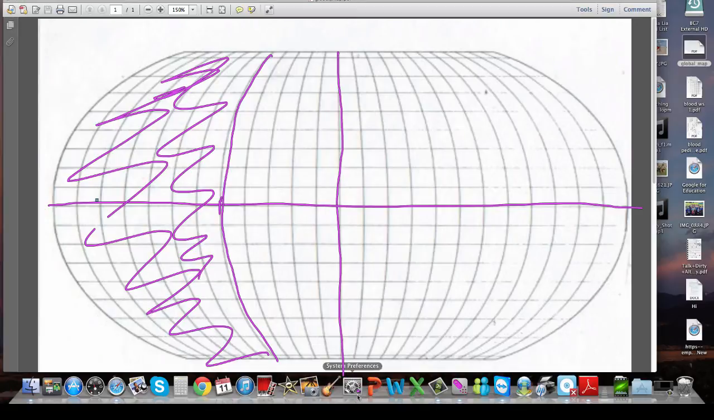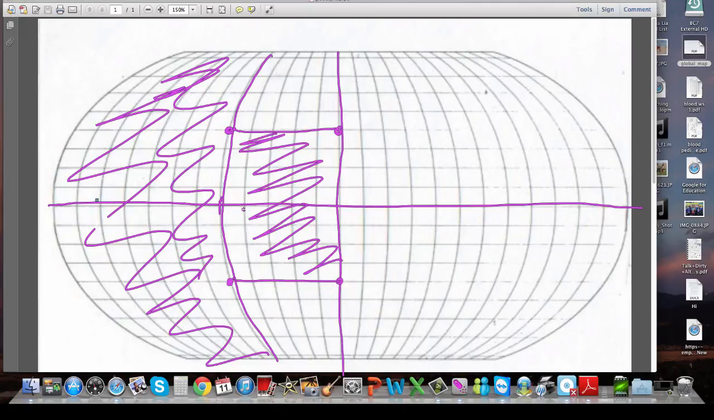Next, locate these 4 points. 0 longitude and 40 south, 10, 20, 30, 40. 0 longitude and 40 north, 10, 20, 30, 40. 75 west and 40 south. 75 west and 40 north. These 4 points make a square. This is the second part of the frontal lobe. So you would color this section here the same color as you did the other part of the frontal lobe.